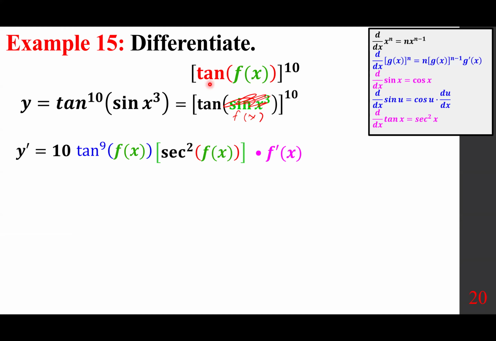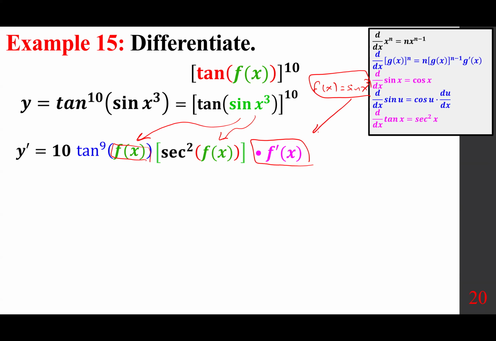Okay, so we are going to change f of x. Let me erase that. We are going to replace f of x with sine x cubed here. So we get 10 tan to the power of 9 of sine x cubed. We're going to change it here too. And everything is fine now. We need f prime of x. So if f of x is sine x cubed, let's differentiate sine of x cubed.